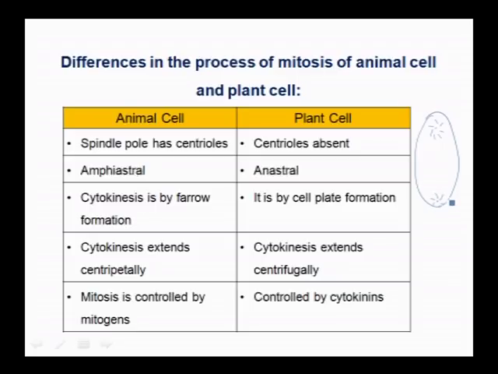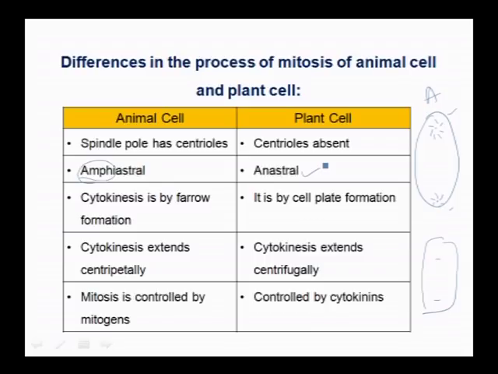This set is referred to as aster ray. And remember, aster rays are found only in animal cells, on both the poles. Therefore, it is referred to as amphiastral. Amphi means both. Whereas plant cells do not have the centriole at all. Therefore, they do not show the formation of aster ray at the poles. As a result, because of the absence of aster rays, we call the process anastral.